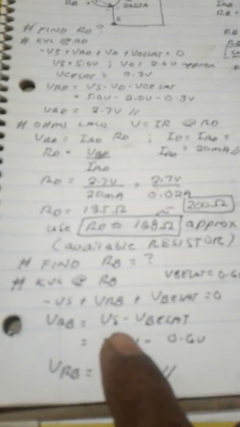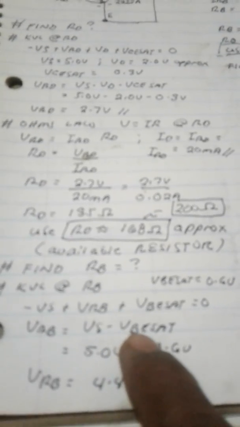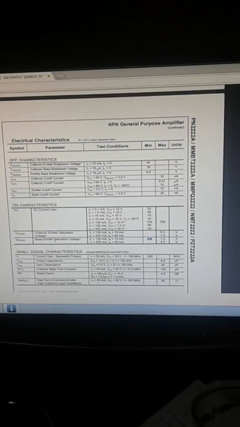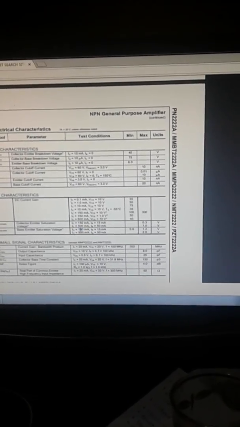This formula is equal to 0. So according to my magician, the sum of all voltages in a loop is equal to 0. So we now have the voltage at the base resistor, the supply voltage, minus the voltage of the transistor base-emitter in saturation. We now know that is 0.6 volts here in the table, as I said. 0.6 volts, base-emitter saturation under this 150 milliamperes. We are operating under this 150 milliamperes.